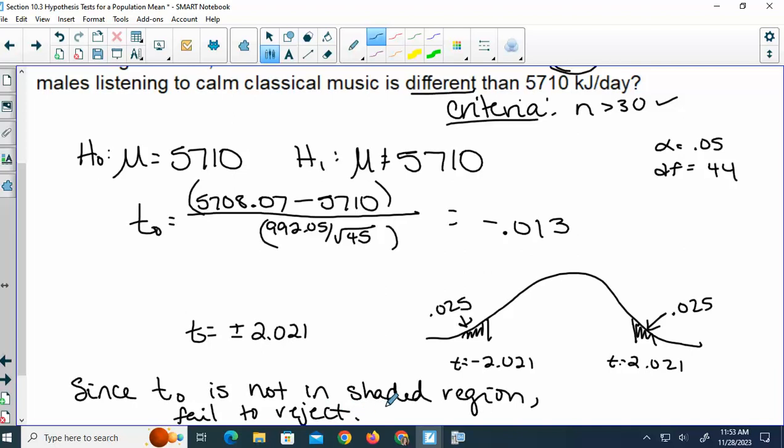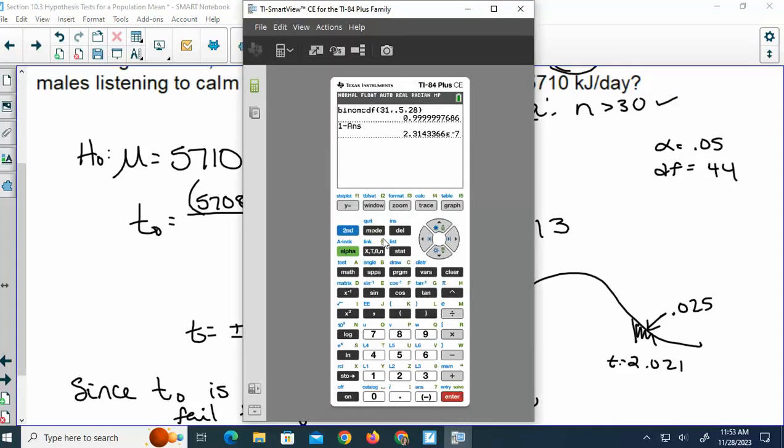Let's talk about how to do this on the calculator as well. I think I did give you guys an empty box here, so hopefully you've got enough room to write it down. Yes. What did you get? 2.02. On our table, 44 degrees of freedom and 0.025. Okay, so on the calculator, you go into stat, tests.